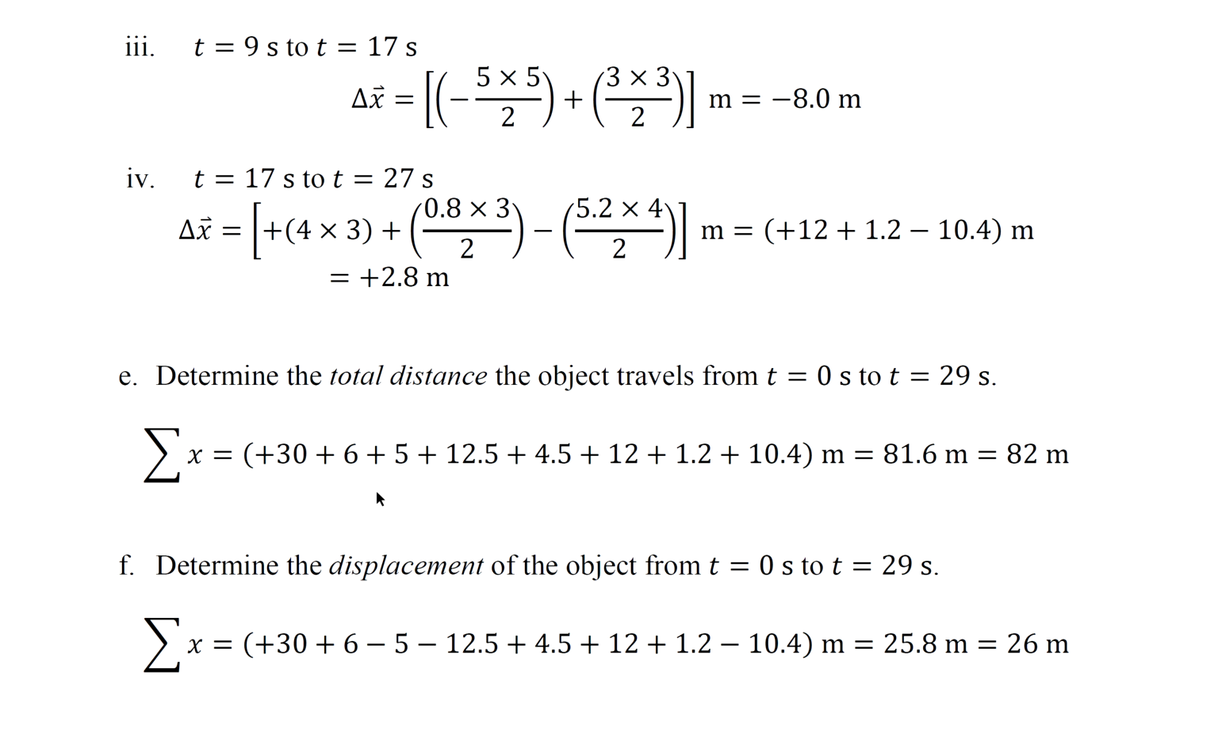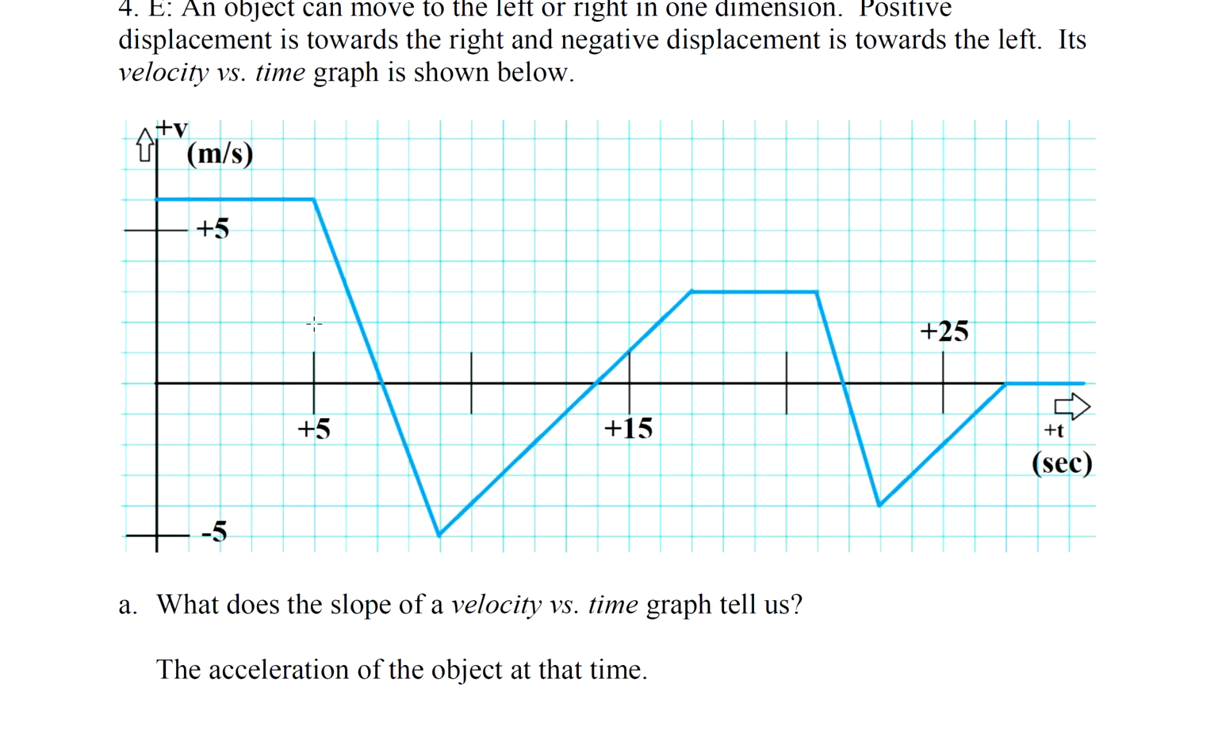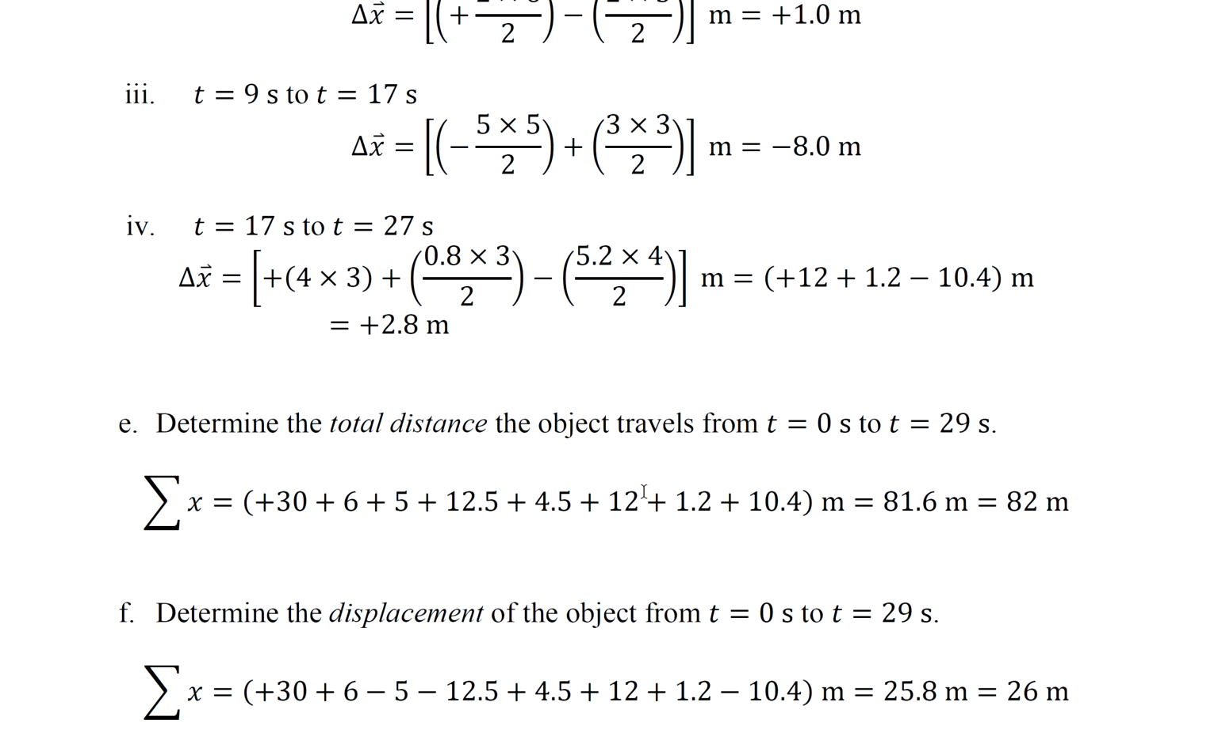Determine the total distance the object travels from 0 to 29 seconds. So we're just going to add up all of the areas under the graph. It doesn't matter if it's positive above the horizontal or negative below the horizontal. It's always going to be adding up the area under the graph. So here we have 5 times 6. Then we're going to have 1/2 base times height, 1/2 2 times 6, then 1/2 7 times 5. We just take the area under the graph, and that's what we do here.